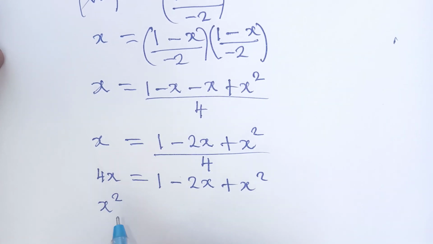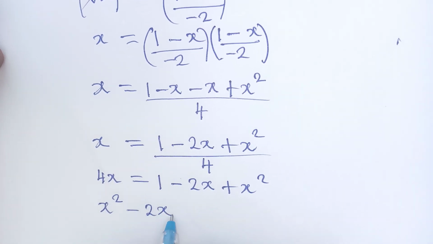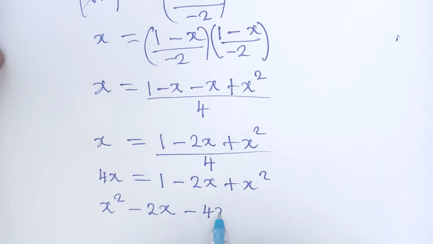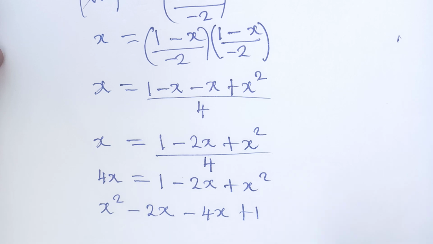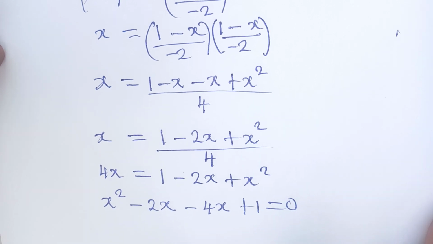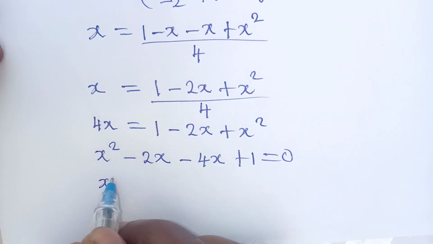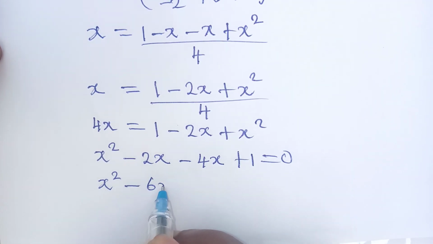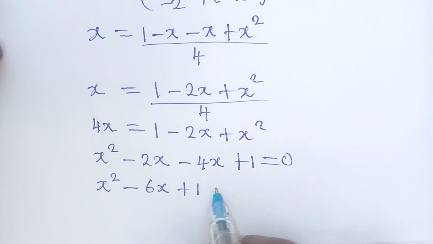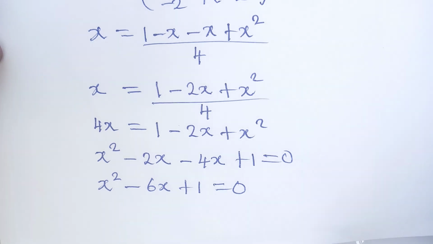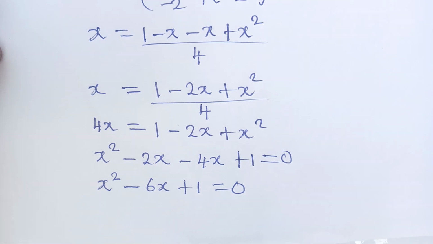Okay, so from here, let us arrange this in a better way. We have x squared first, and then we're going to have minus 2x. Then this plus 4x becomes minus 4x. Then we have plus 1, which will be equal to 0. To continue with this, we have x squared minus 6x plus 1 equal to 0. So this becomes a quadratic equation, and from this, we are expected to have 2 more values of x. Let's get going.